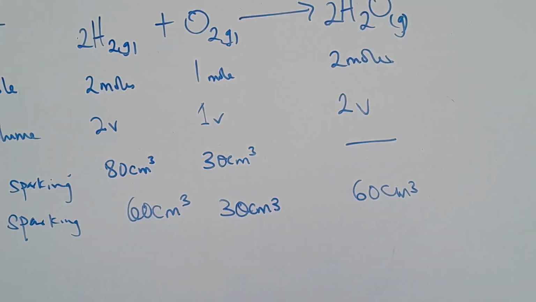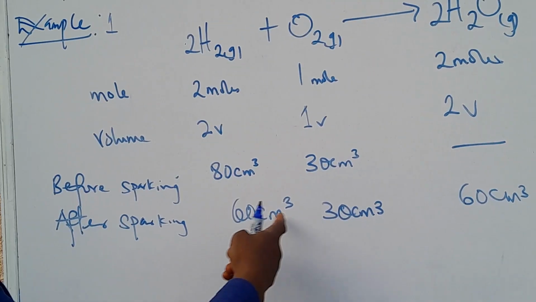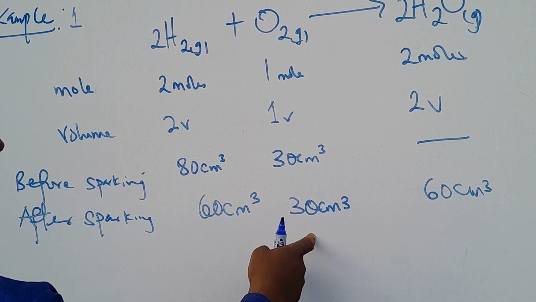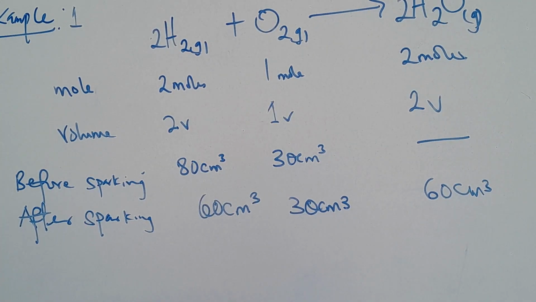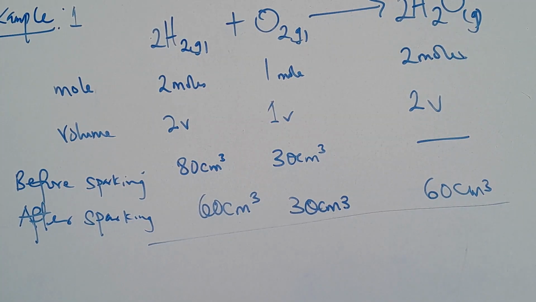Did you get that? What that means is that 30 cm cube of oxygen is required to burn, to spark with, 60 cm cube of hydrogen gas. Okay, so let's look at the differences now.